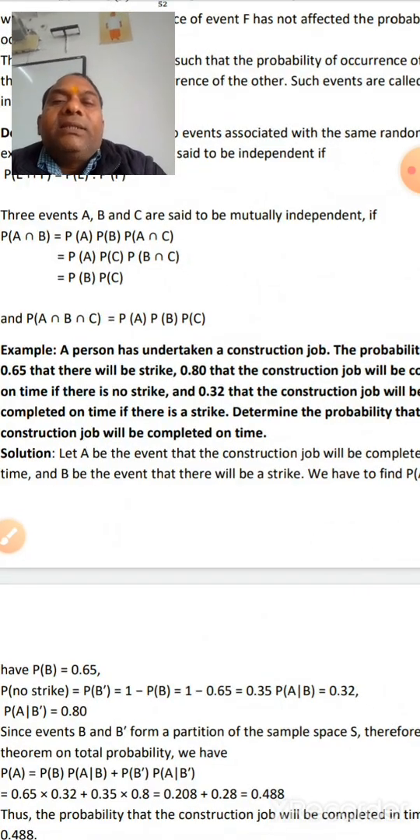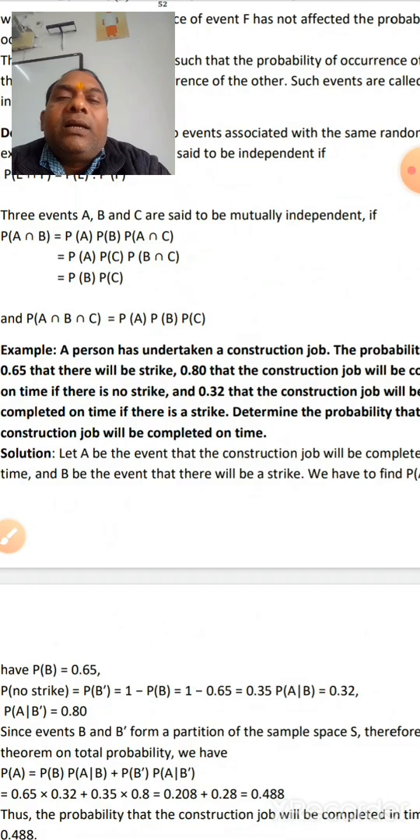A person has undertaken a construction job.